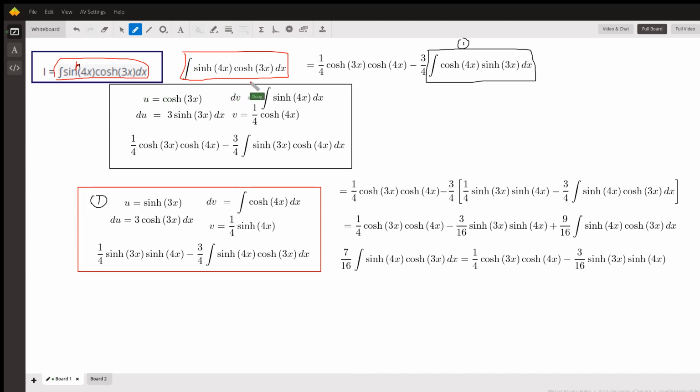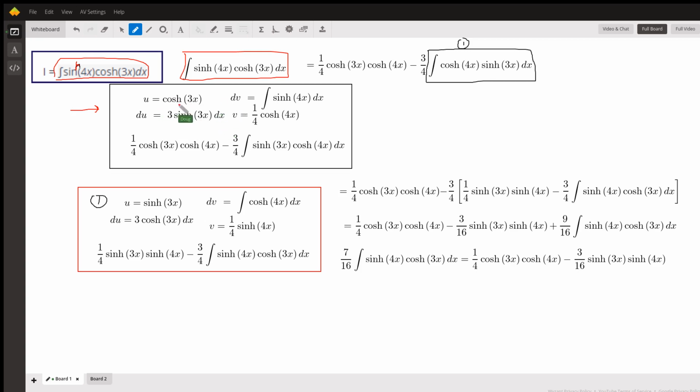The key is to be very careful in keeping track of what's going on. So we're going to use integration by parts twice. This is the first time. I really probably should have used a 2 here, but we're going to let u equal the hyperbolic cosine of 3x. That means du would be 3 hyperbolic sine of 3x dx.